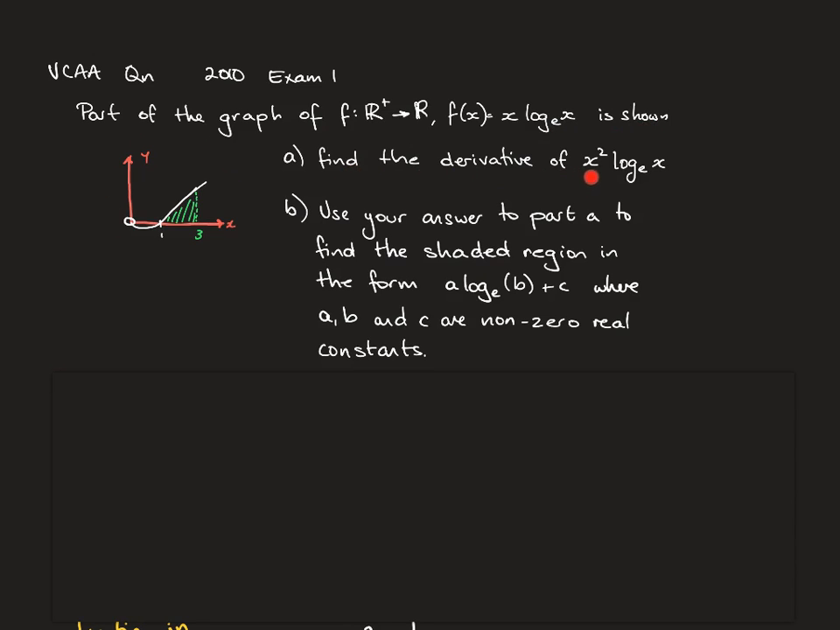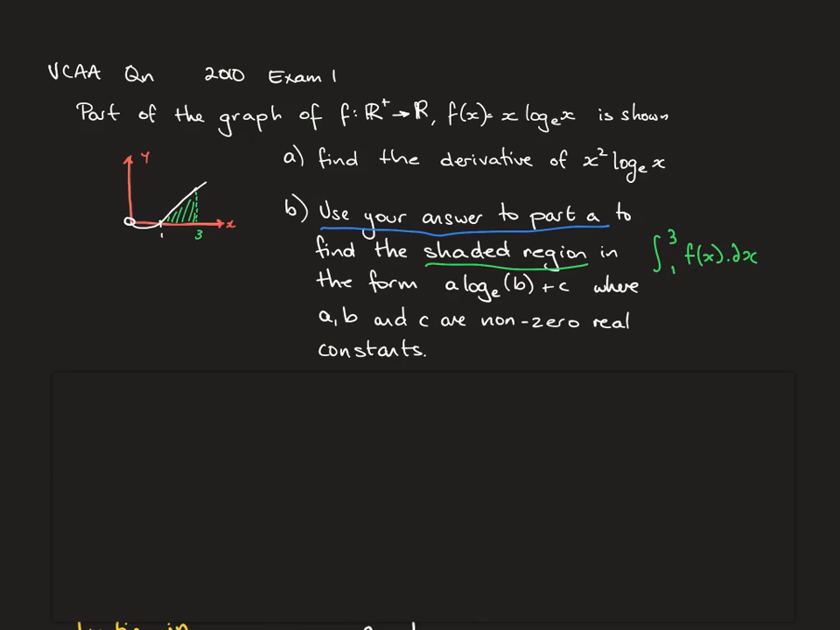Find the derivative of x squared log e to the x. And then part B, use your answer to part A. So it doesn't say hence, but it does say use your answer to part A to find the shaded region. So the shaded region is going to be the integral from 1 to 3 of that particular function. So it is asking us to find an integral.